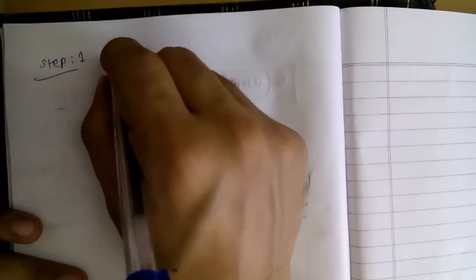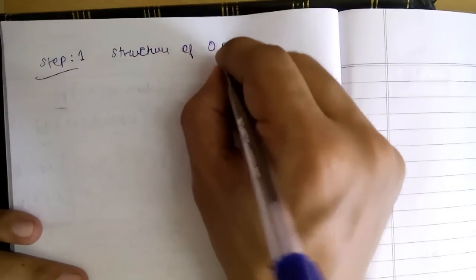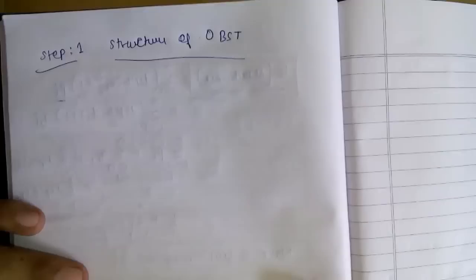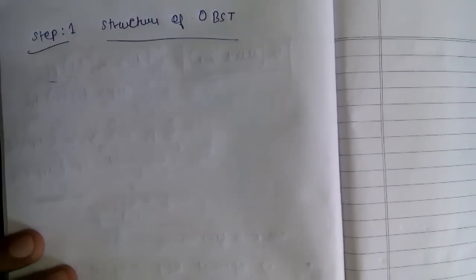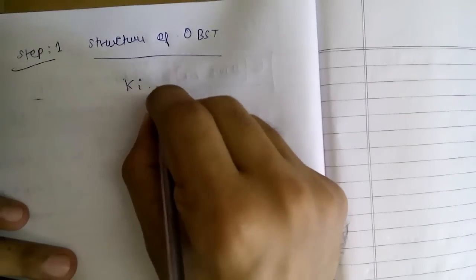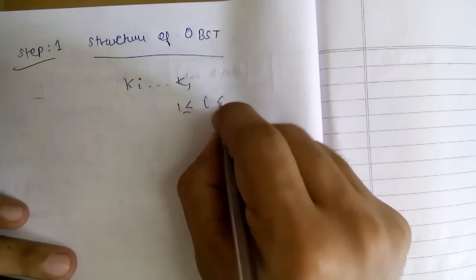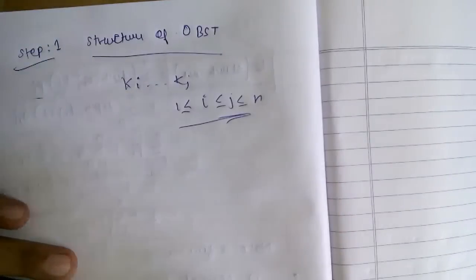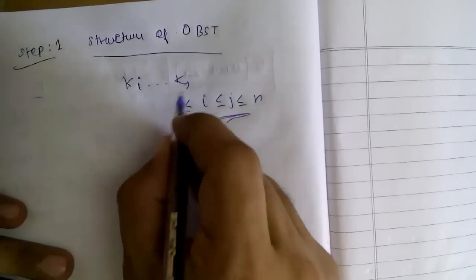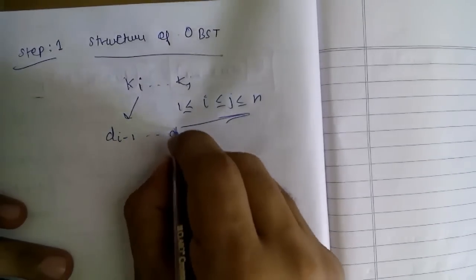So step 1, as always, is the structure of our optimal binary search tree. In optimizing a tree, we have to first optimize its subtrees. So let's take this subtree with ki to kj, where 1 less than i less than j less than n. And since ki to kj, it will be having dummy keys, that is di minus 1 to dj.